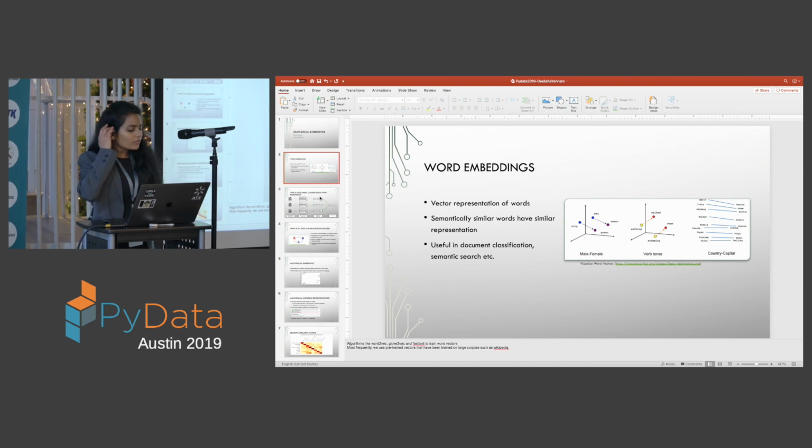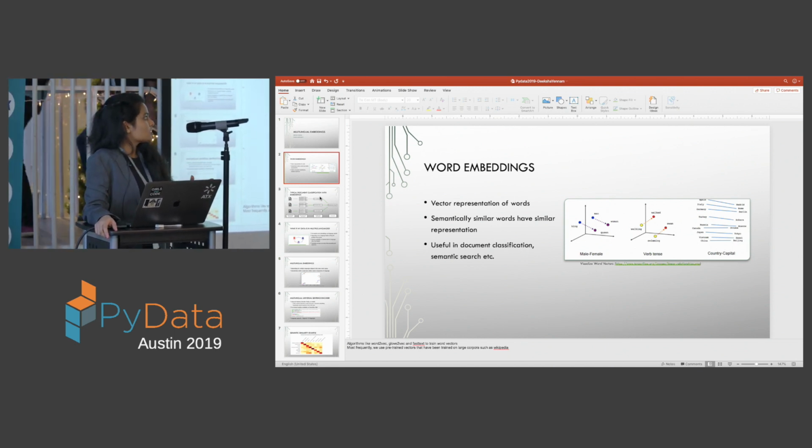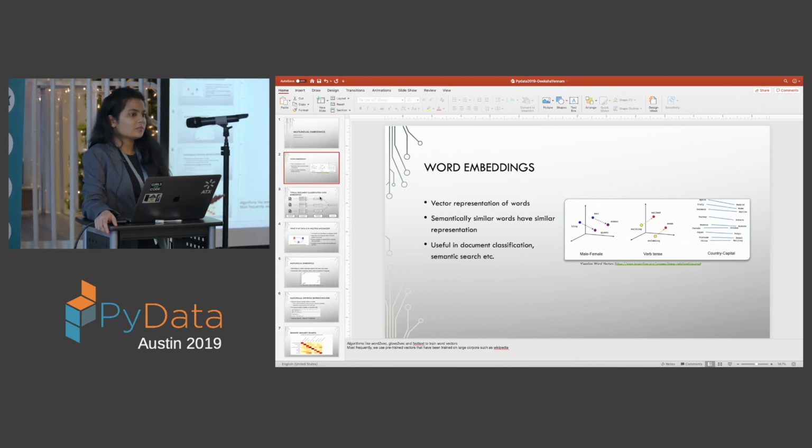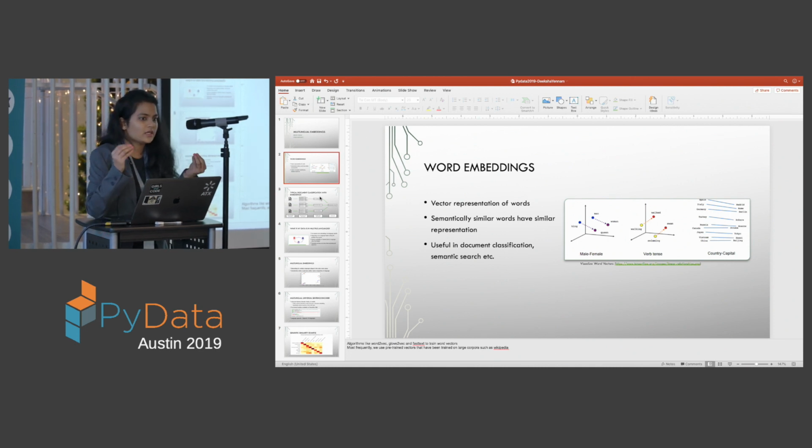So basically, vector representations are such that your semantically similar words, or similar meaning words, or words that appear in similar contexts in documents have similar vectors and they appear together in the vector space. So this can be useful in document classification, semantic search, and many other NLP applications.